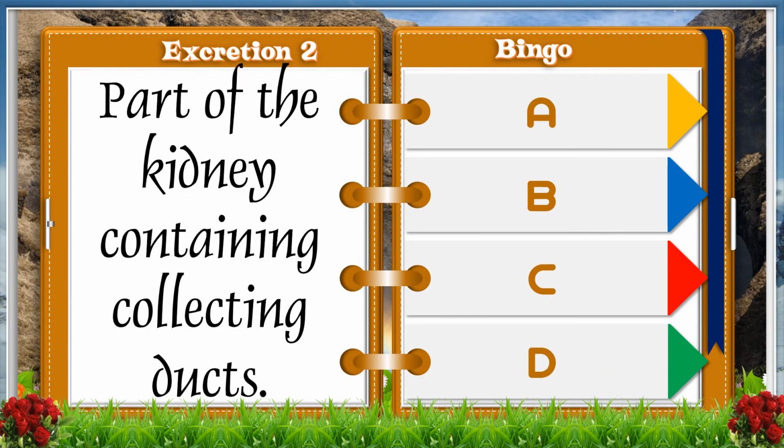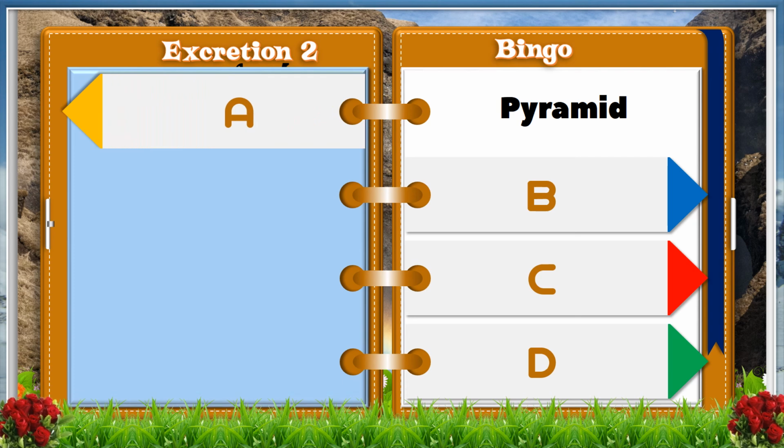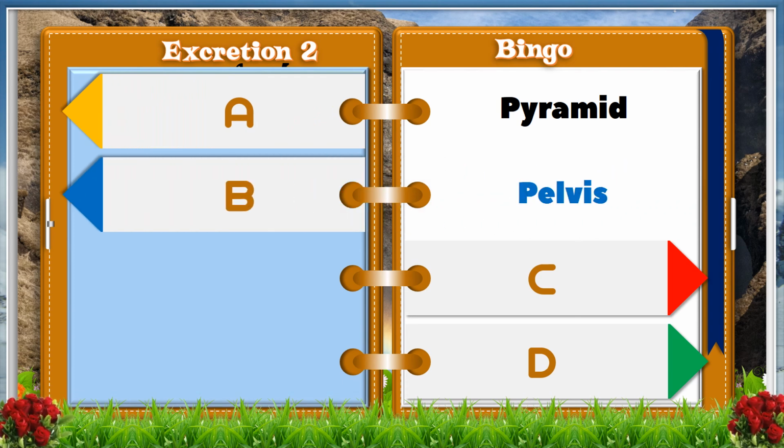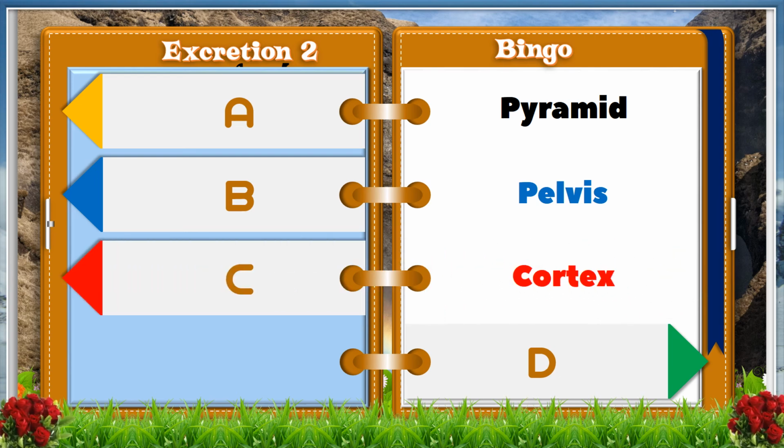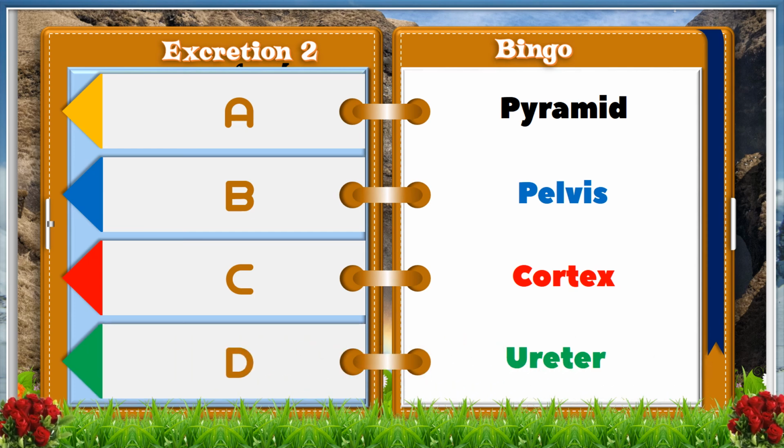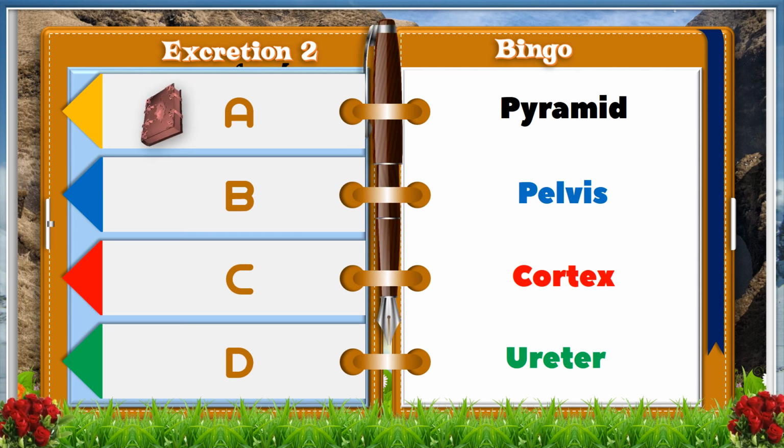Part of the kidney containing collecting ducts. A. Pyramid. B. Pelvis. C. Cortex. D. Ureter. And the answer is A. Pyramid.